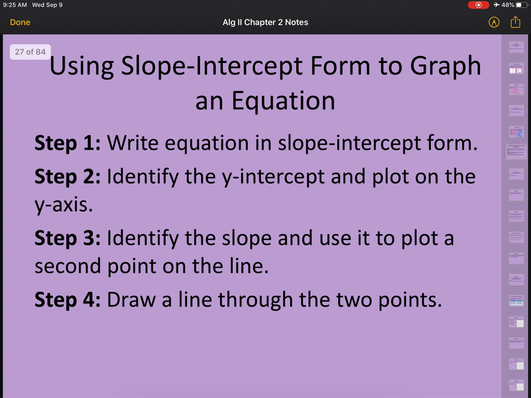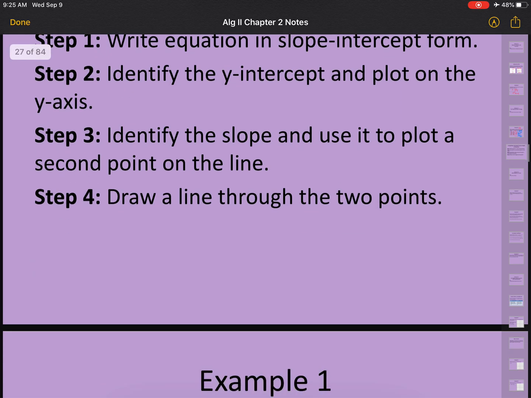There's a couple steps of how we're going to use slope-intercept form to graph an equation. The first step is to write the equation in slope-intercept form. Then we're going to identify the y-intercept and plot it on the y-axis. Step 3 says, now identify the slope and use it to plot a second point on the line. And then step 4, we draw the line that connects those 2 points together.